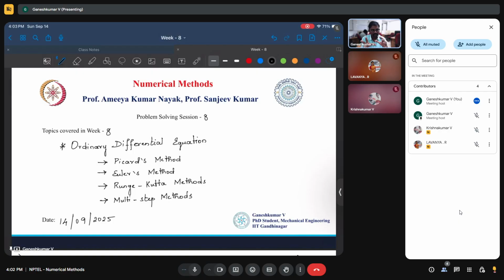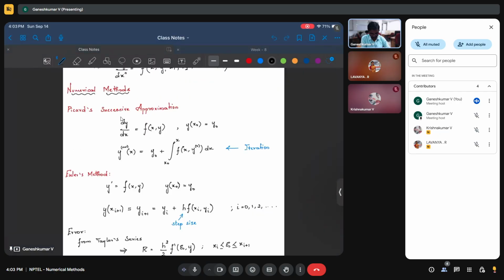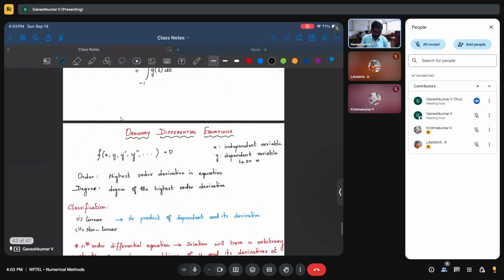However, numerical methods does not end here. This is an introductory course to numerical methods. Here we are teaching up to ordinary differential equations, but there are even more advanced techniques, even in ODEs, that have not been taught in this course. For that, you can take a postgraduate level numerical methods course. So, in week 8's lecture, we saw ordinary differential equations. Let me quickly go through what we studied about them.